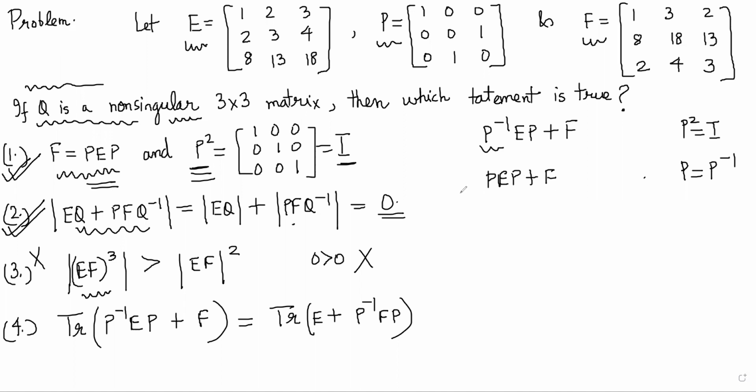Basically, we already know F is PEP, so we can write it as 2 times PEP. We could also write it as 2F, right? But we can write it as 2 times PEP for now.